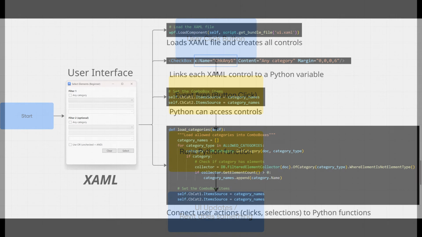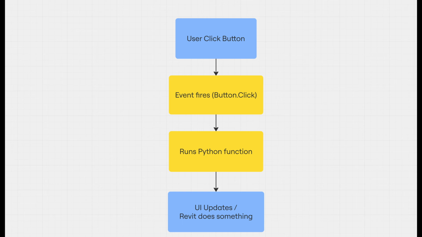The flow is: the user clicks a button in the UI, an event will be fired, just like a button click. The Python function runs automatically. Then the UI will update or Revit will do something. Think of an event handler like a doorbell. When someone presses a button, just like a user action, the door rings, which means the Python function runs automatically.